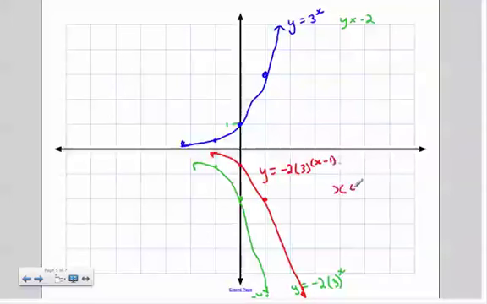And the domain is still all real numbers because the graph will eventually fill in left to right. But in this case, the range is y less than 0 because the graph is under the x-axis or under where the height is 0.